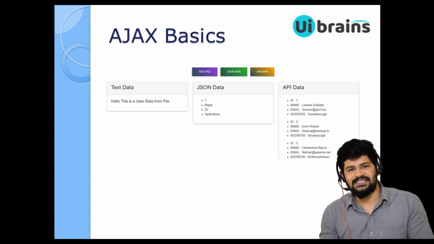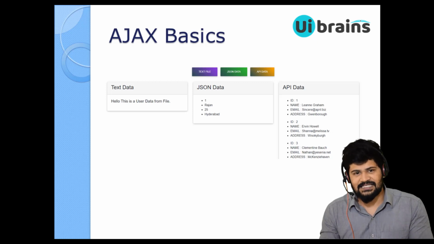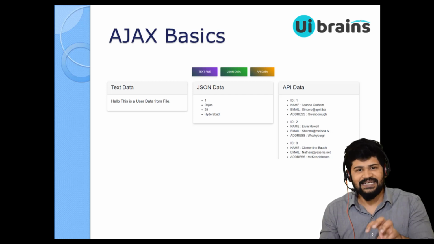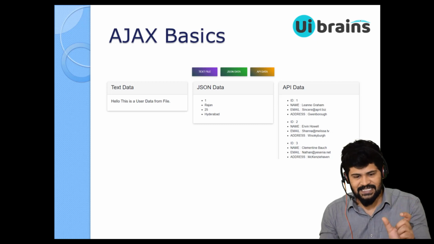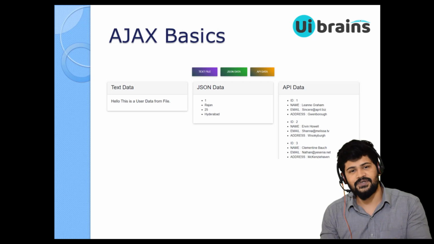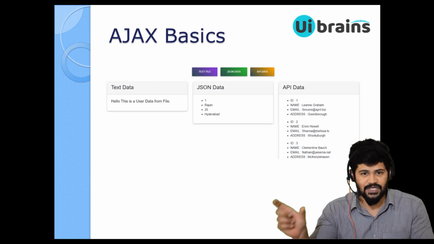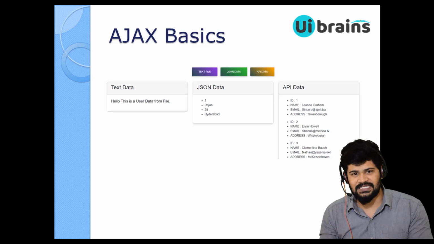The very first one is Ajax basics. As I said, we'll start with Ajax basics. So in the basics, how to fetch normal text data, just plain text data, how to fetch JSON format data, and also API data. It means how to send data to the server URL, an external URL, and fetch data. So three ways we can see.